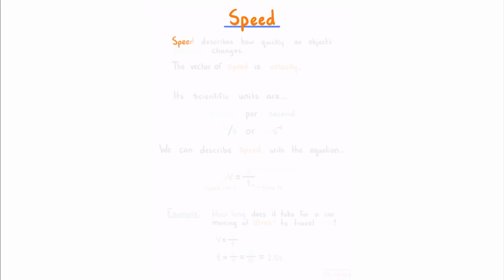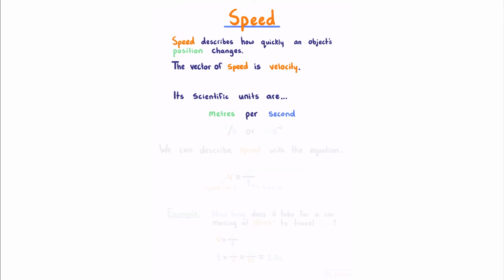Speed. Speed describes how quickly an object's position changes. The vector of speed is velocity. Its scientific units are meters per second, which we can write as meters divided by seconds, or if you accept that 1 over a second is second to the power of -1, we can also write ms^-1. We can describe speed with the equation that our speed, symbolized by v, is distance divided by time.